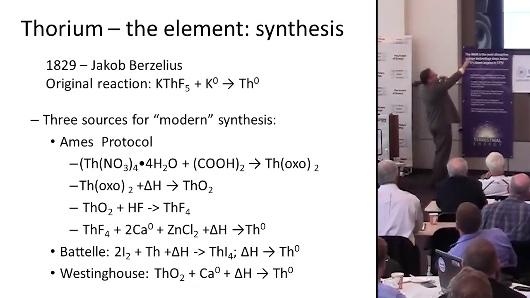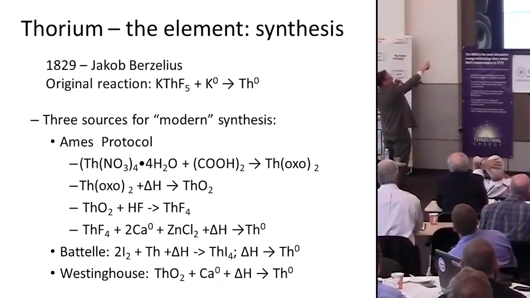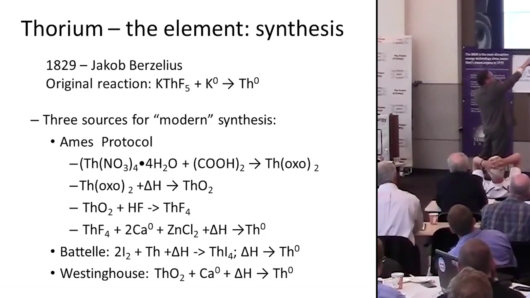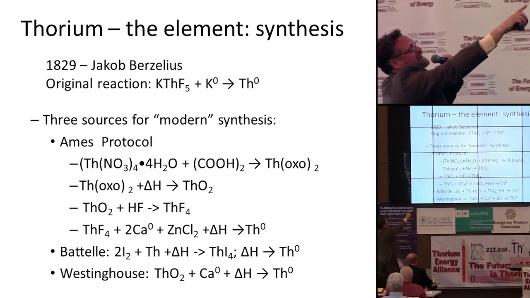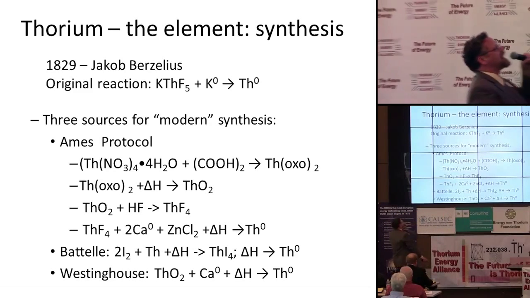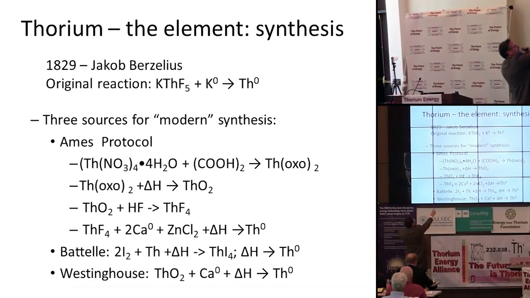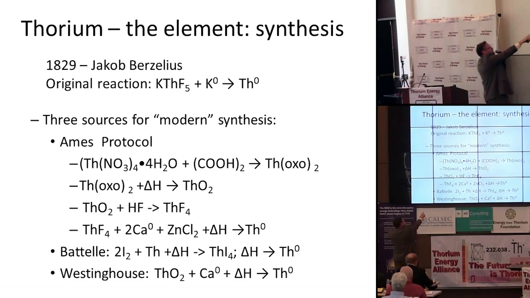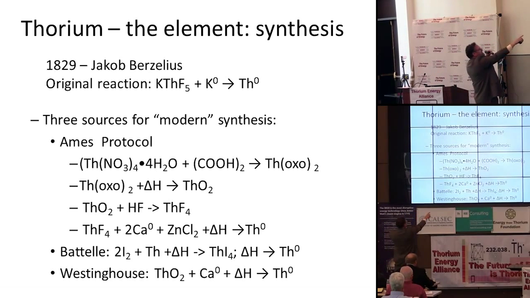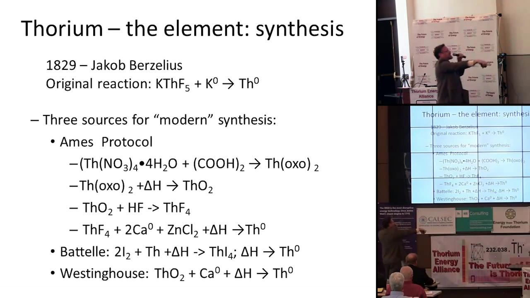Okay, we start with the classic nitrate tetrahydrate. We mix that with oxalic acid. You get thorium dioxalate. Drive up the heat, you calcine it basically. You drive that to thorium dioxide. Then you fluorinate it with HF, and you get thorium tetrafluoride. Then you mix that down with, again, an incredibly electropositive metal, and that's going to take the fluorine. I didn't finish that equation right there, but you're going to get the calcium fluoride, which is incredibly stable.